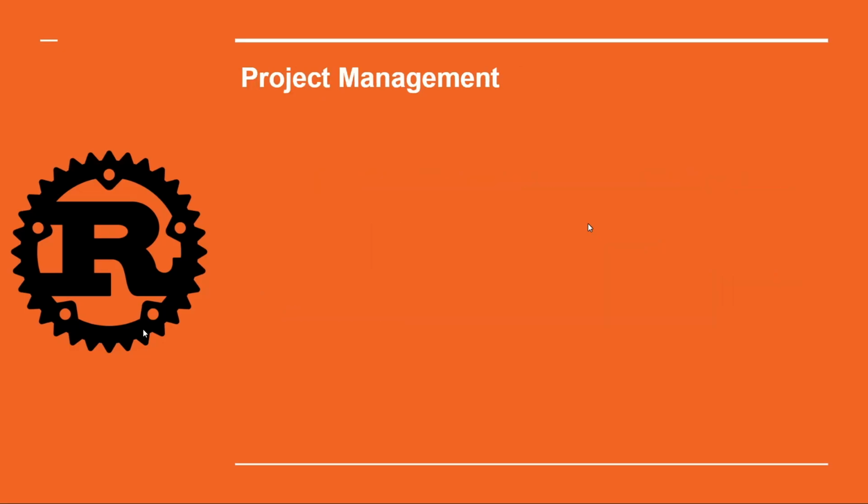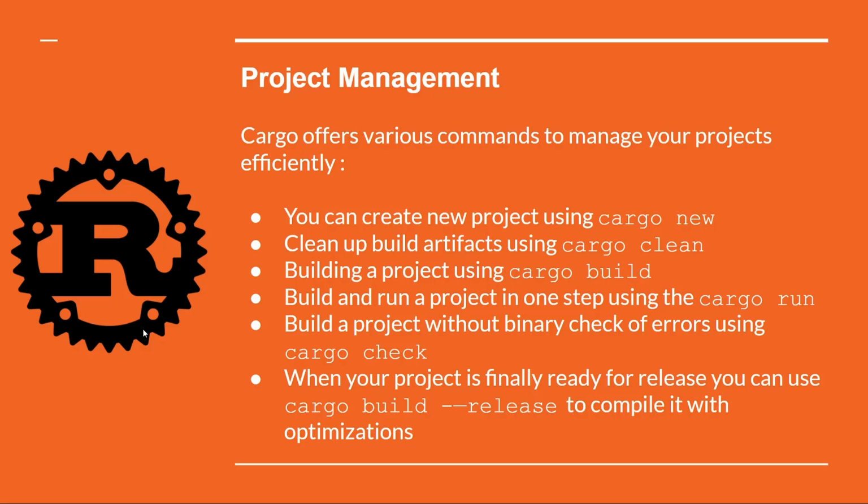Next is project management. Cargo offers various commands to manage your project efficiently. You can create a new project using cargo new. This particular command we have seen in the previous video while creating a new Rust project. We can clean up build artifacts using cargo clean. We can build a project using the command cargo build, and we can build and run a project in one step using the command cargo run.